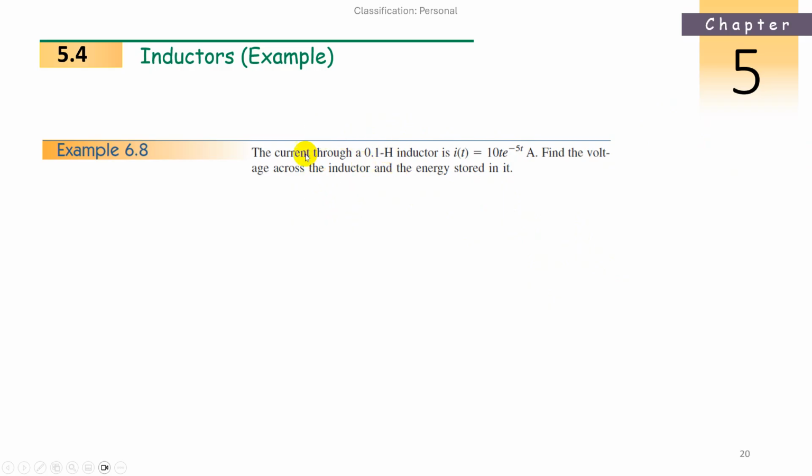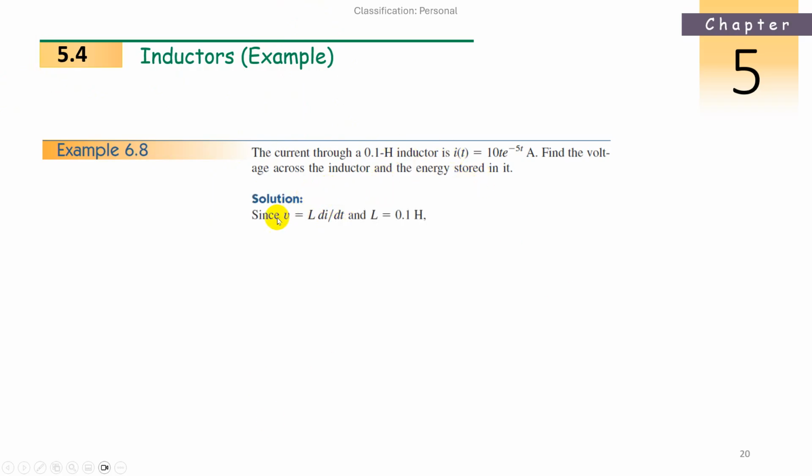We need two items. Voltage: V = L di/dt, that is the voltage you can find. And the energy: half L i squared. If you know i, you can find half L i squared. Or you can integrate the power equation P = Vi over time. You can use either one, but here half L i squared is best suited.